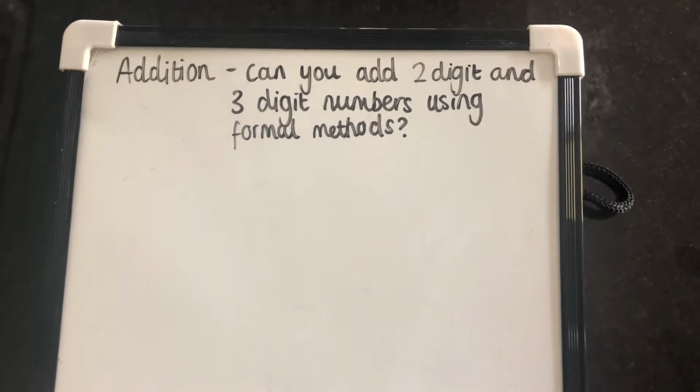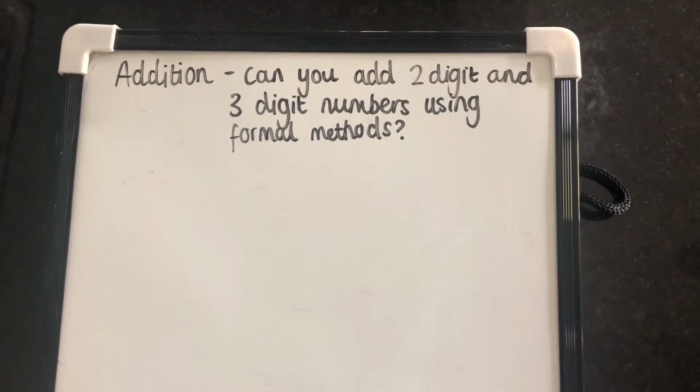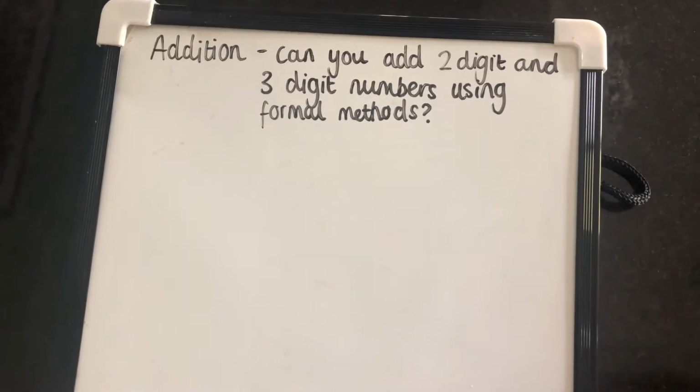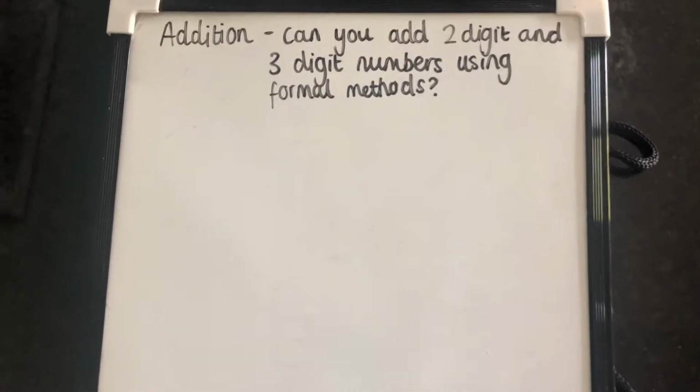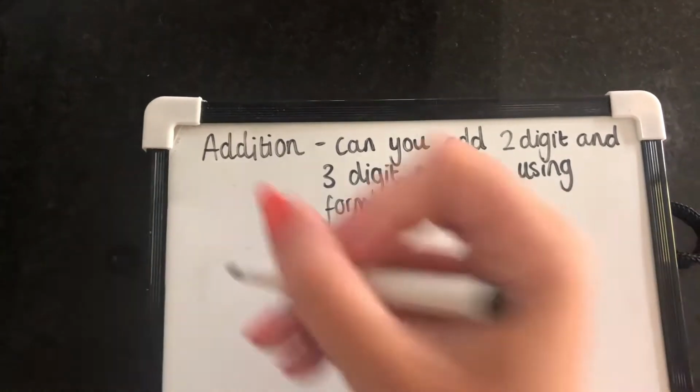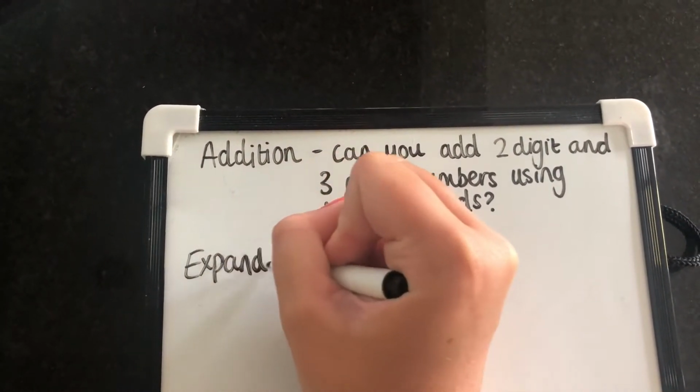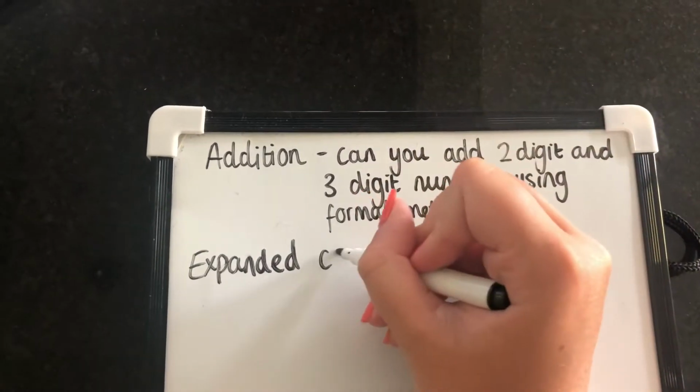So we're doing: can you add 2-digit and 3-digit numbers using formal methods? Now I'm just going to recap with you what methods we've been using. So we've been using the column method, haven't we? And we've been using the expanded column method. So we're going to use that to begin with.